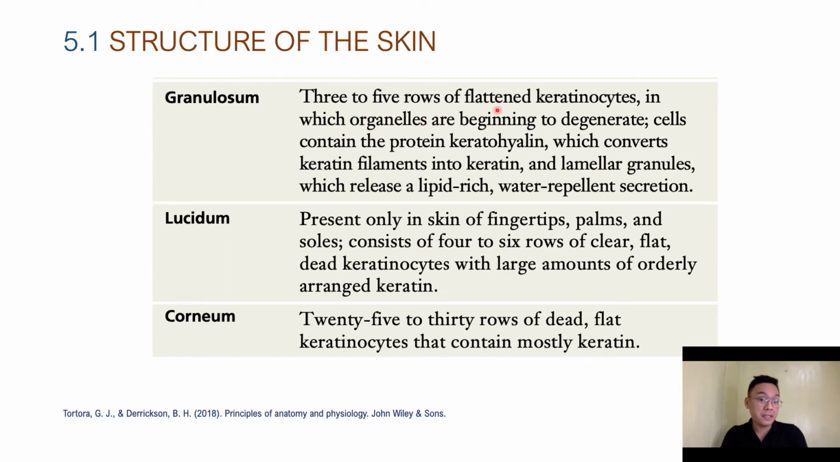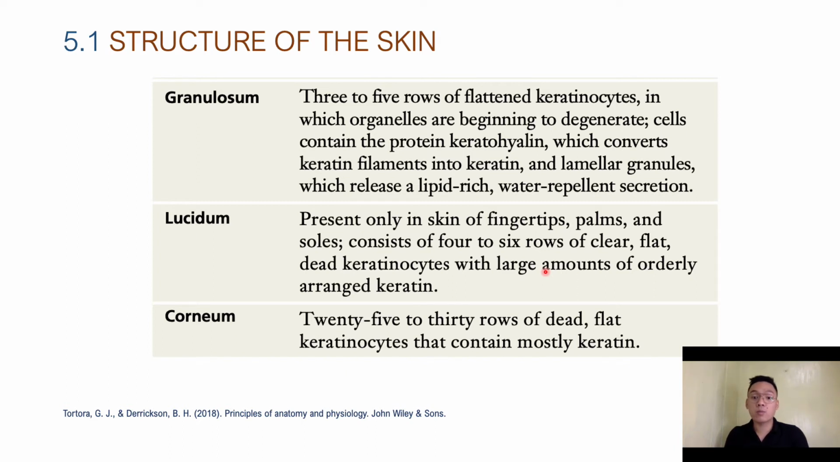Granulosum has 3 to 5 rows of flattened keratinocytes in which organelles are beginning to degenerate. Cells contain the protein keratohyalin, which converts the keratin filament into keratin, and lamellar granules, which release a lipid-rich, water-repellent secretion. So your skin is water repellent because of these lipid-rich secreting lamellar granules.